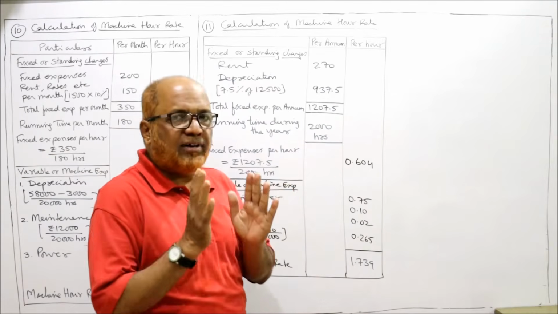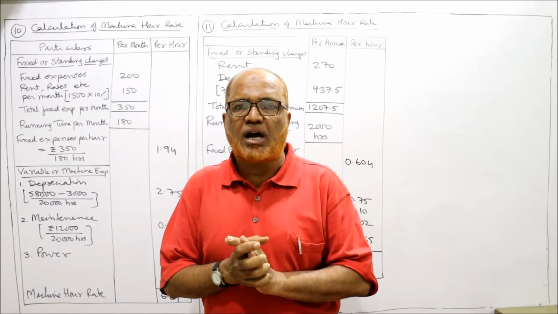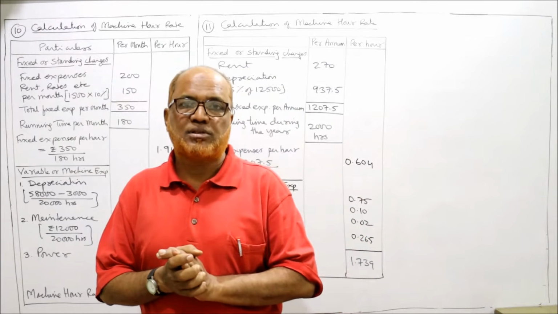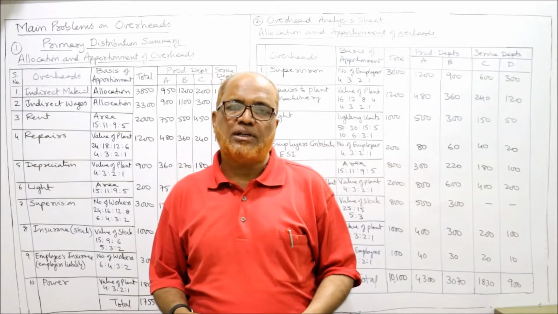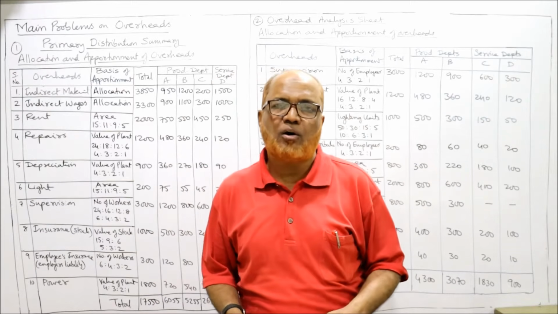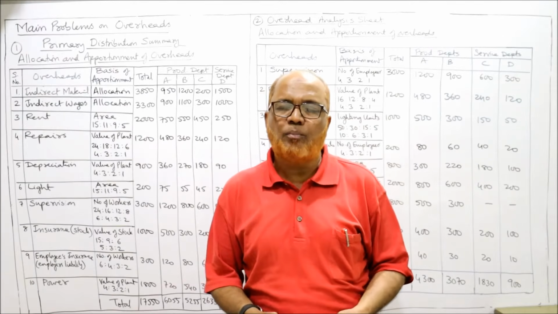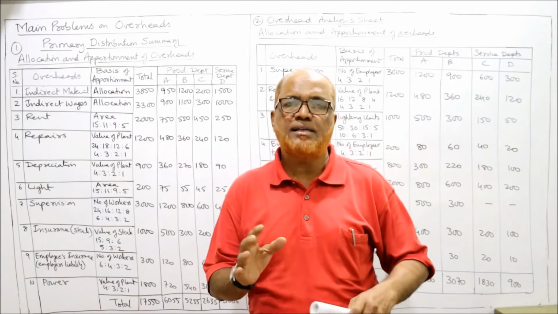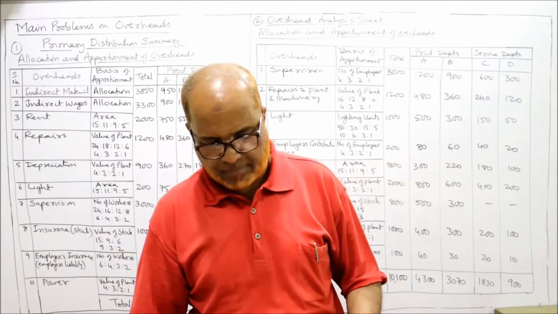So total 11 short problems we have completed. So now we have to start the main problems. Come on, now we'll start the main problems on cost accounting. 11 problems we have done on overhead, short problems. Now we will start the main long problems on overhead, that is allocation and absorption of overheads.